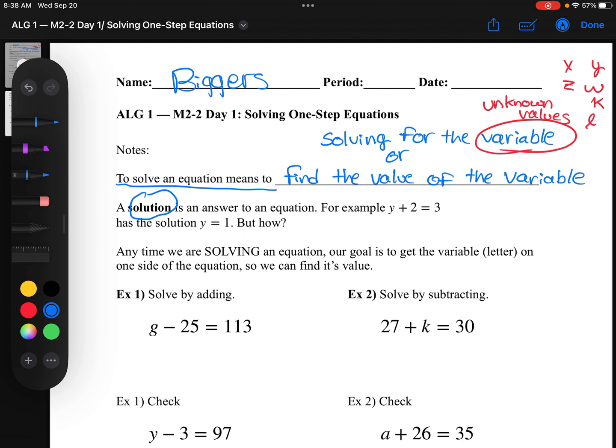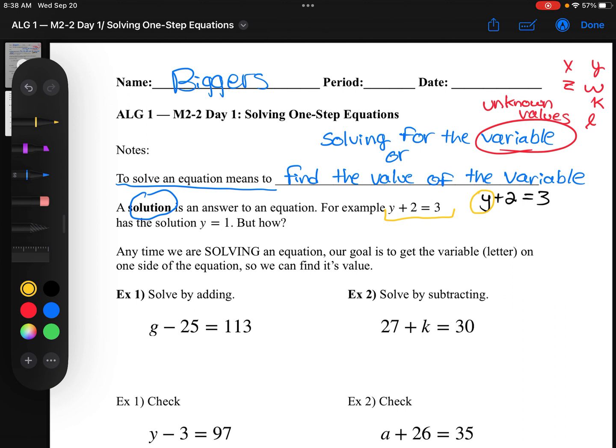For example, y plus 2 equals 3 has the solution of 1. But how? So I'm going to show you how really quick over here. So I have y plus 2 is equal to 3. Now our goal here is going to be to solve for our variable, which means at the end of the day, I want this guy and I want to figure out what he is.